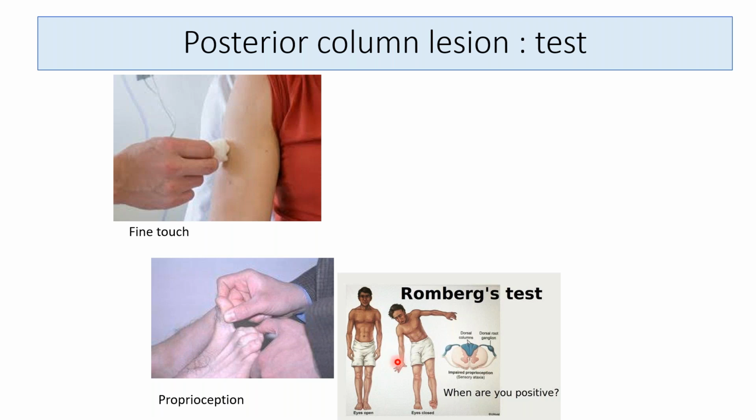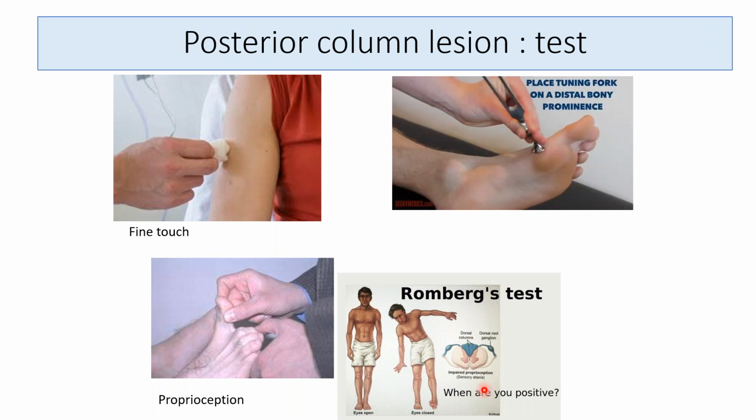Also, this is the Romberg's test that I've just told you for checking proprioception. This is how the patient is with eyes closed, the patient is falling. This is a positive Romberg's test in case of posterior column deficit.